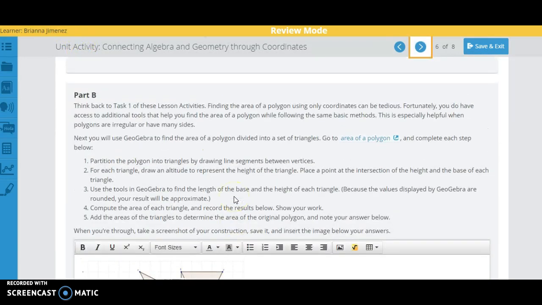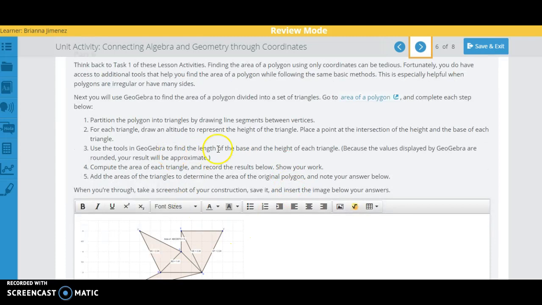Now let's go ahead and look at the next section on part B. It wants you to partition the triangles, which you did perfectly. And then it says for each triangle, draw an altitude to represent the height, place a point on the intersection of the height and the base, and then you're going to find all the lengths. Then you're going to compute the area and write that down below. So this is what it will be like.